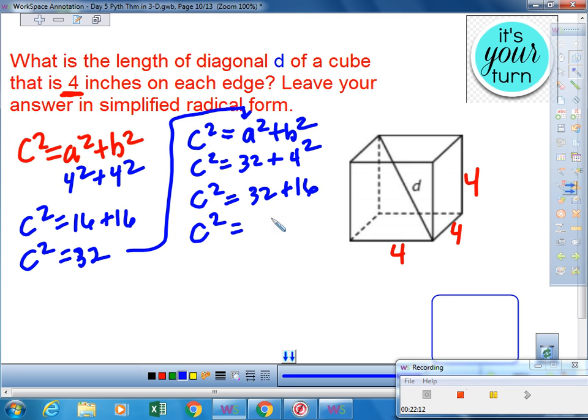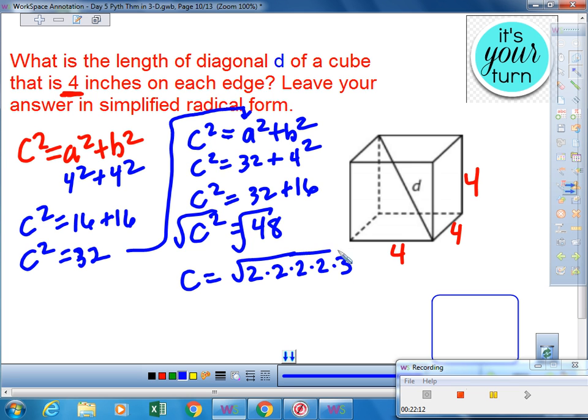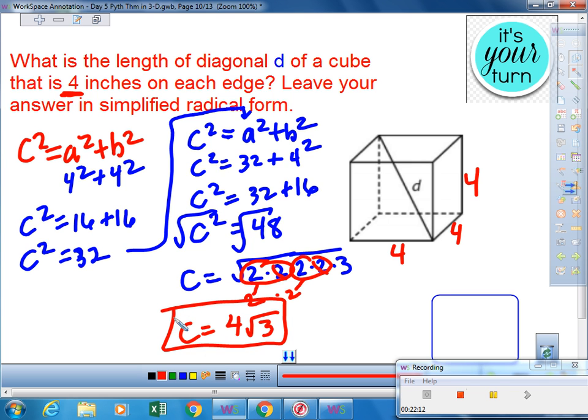C squared equals 48. So when I take the square root, C equals 2 times 24, 2 times 12, and 12 is 2 times 2 times 3, right? Okay, so here's equal factors. I'm going to take out a 2, get rid of 1, take out a 2, get rid of 1. 2 times 2 is 4 times the square root of 3. All right.